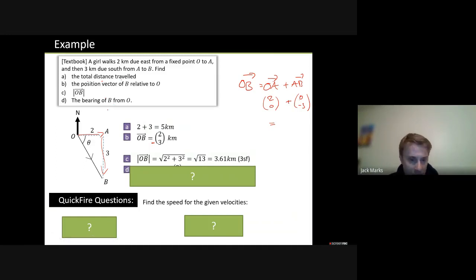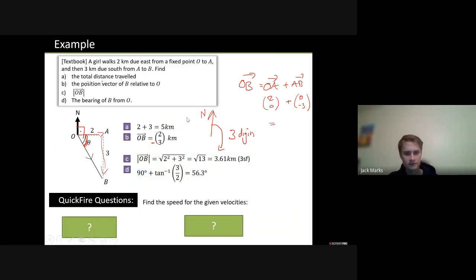The bearing of B from O. Bearings are measured always from the north line, okay, clockwise, and it needs to be 3 digits. You know that this here is 90 degrees. You need to find this angle here and add this together. So 90 plus tan, the bearing of B from O.